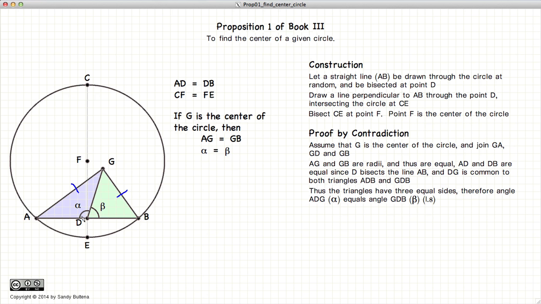Similarly, AD and DB are equal, since we bisected the line, so they are equal by definition. And DG is common to both triangles. So we have two triangles with three sides that are equal. According to proposition 1.8, in this instance, when we have side, side, side of two triangles being equal, everything is equal, including the angles. In other words, alpha is equal to beta.